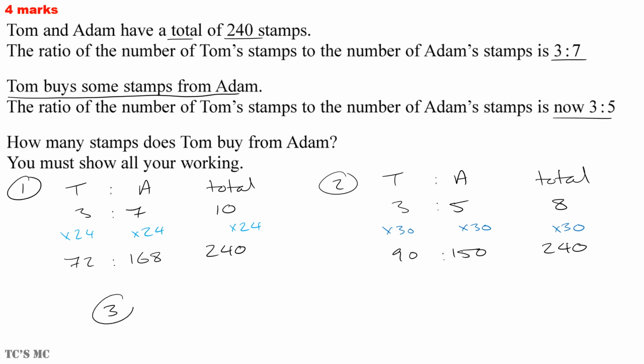Step 3, we need to work out how many Tom buys. So he has 72 and he ends up with 90. So 90 subtract 72, and he has bought 18 stamps. And that is our 4th mark.